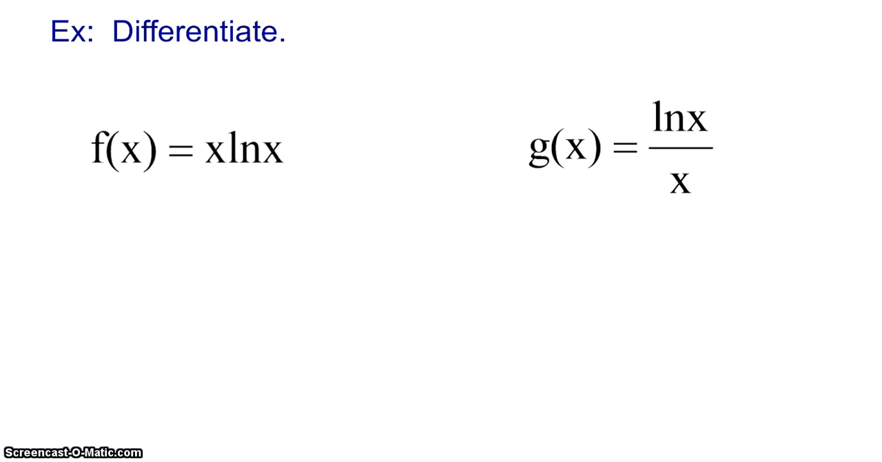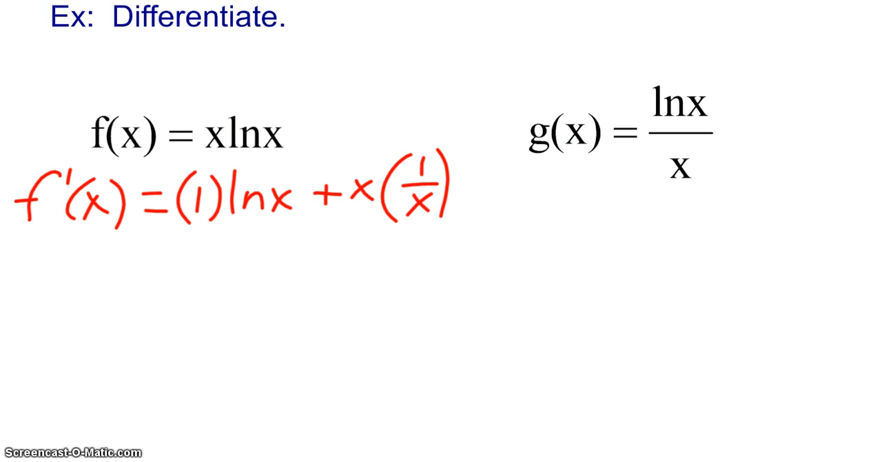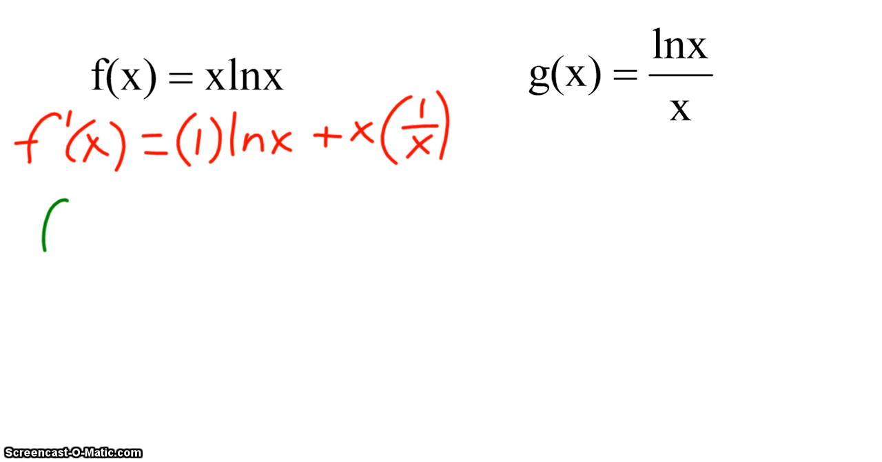If we want to differentiate f of x equals x times the natural log of x, what rule are we going to use? Very good, the product rule. So we know f prime of x is going to equal the derivative of the first, so the derivative of x is 1, times the second, which is the natural log of x, plus the first, times the derivative of the second, and the derivative of the natural log of x is 1 over x. Now we can simplify, and we get f prime of x is natural log of x plus 1.